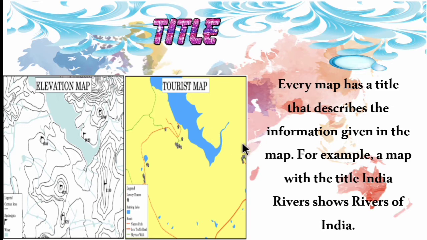For example, a map with the title India River. From the title itself we can get to know it shows the rivers of India.